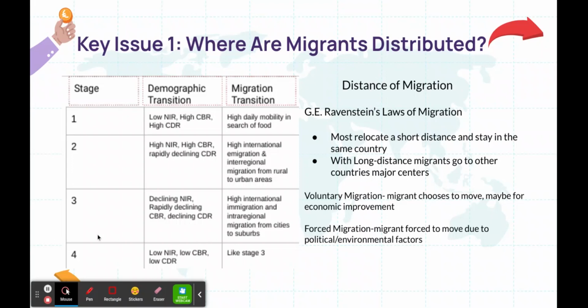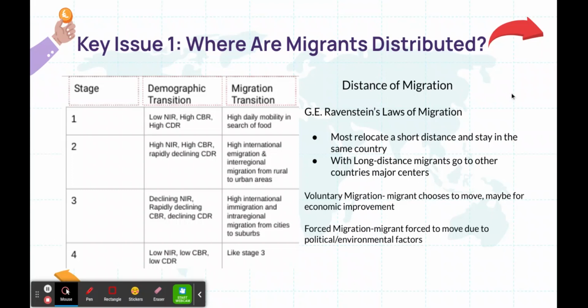In stage 3, we see a rapidly declining birth rate and a declining death rate. We also see high international immigration and interregional migration from cities to suburbs. In stage 4, we see a low birth rate and a low death rate. The migration transition is the same as stage 3.